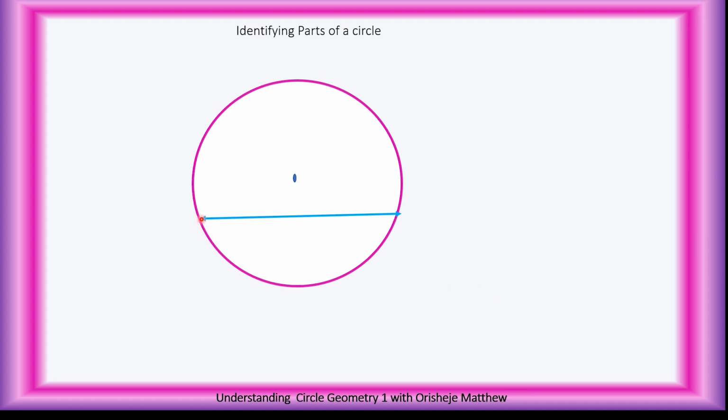Then a line that connects points on the circumference of a circle but does not pass through the center of the circle is called a chord. A chord divides a circle into two segments. We have the minor segment, and then the bigger portion is called the major segment. So the minor segment is the green region, while the major segment is the shaded region.